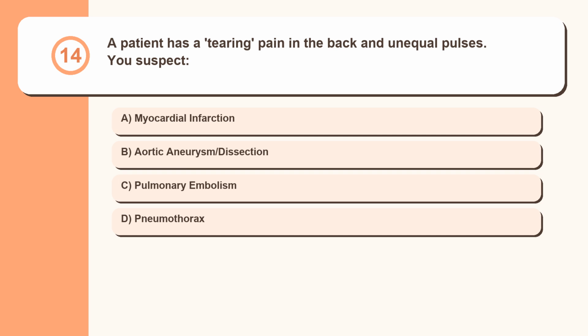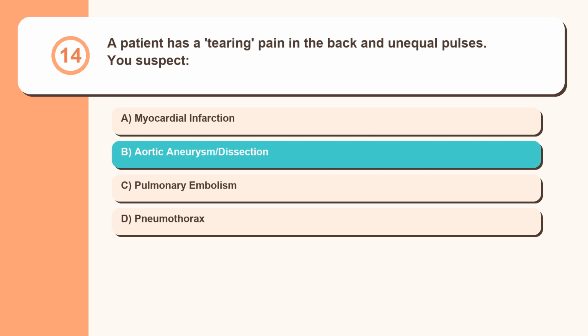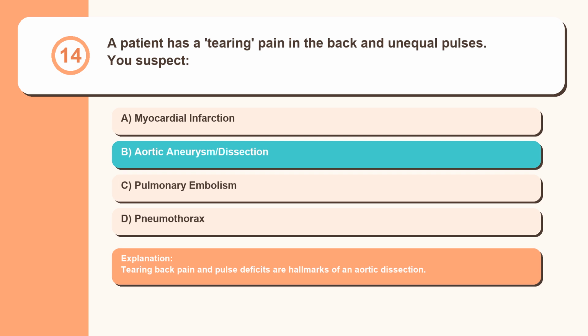Question 14. A patient has a tearing pain in the back and unequal pulses. You suspect myocardial infarction, aortic aneurysm/dissection, pulmonary embolism, pneumothorax. Tearing back pain and pulse deficits are hallmarks of an aortic dissection.